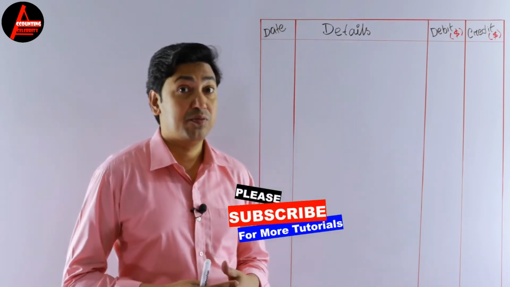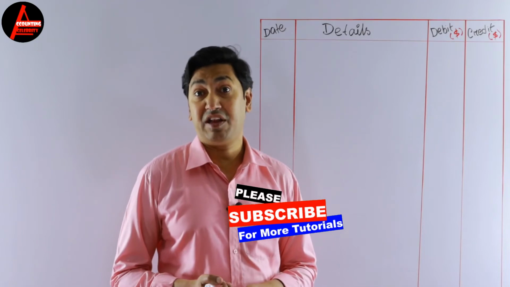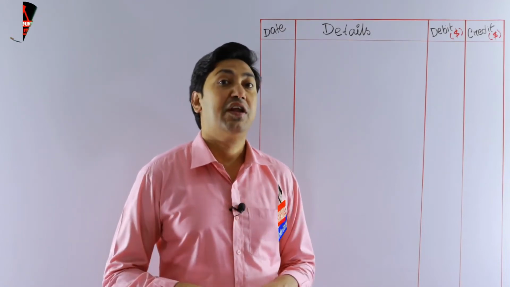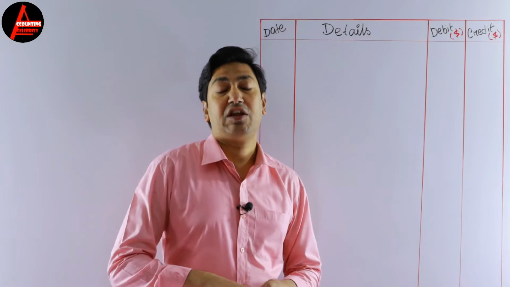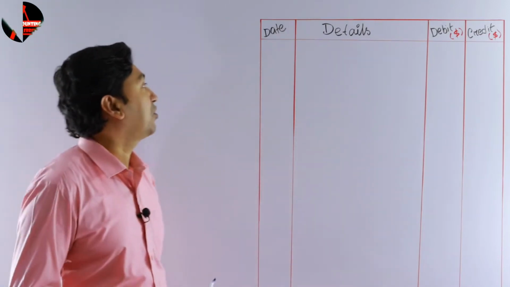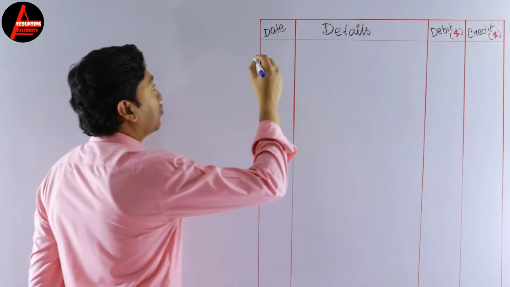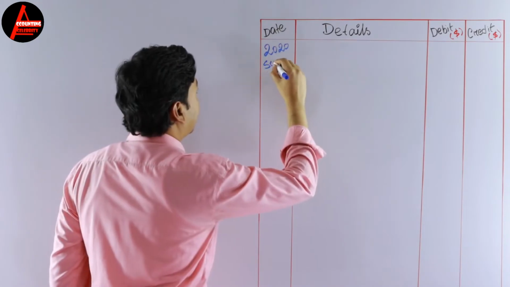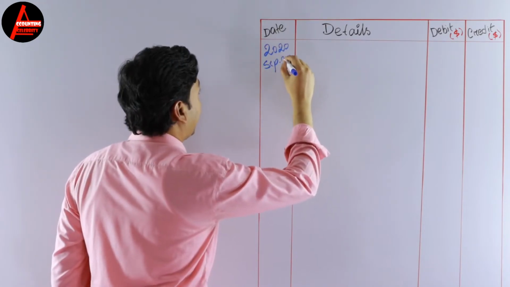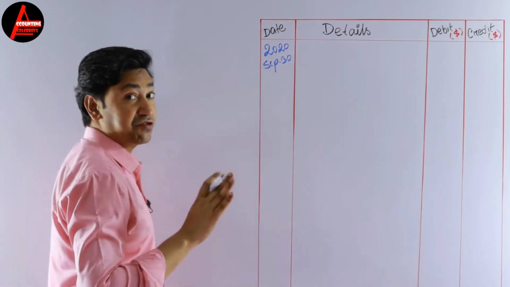Here we have to remove the equipment off the balance sheet. Okay, so here how to remove, what entries we need to make. So first of all we have to write the date. It is 2020 September 30. We are required to make these entries on September 30. It is written in the question.